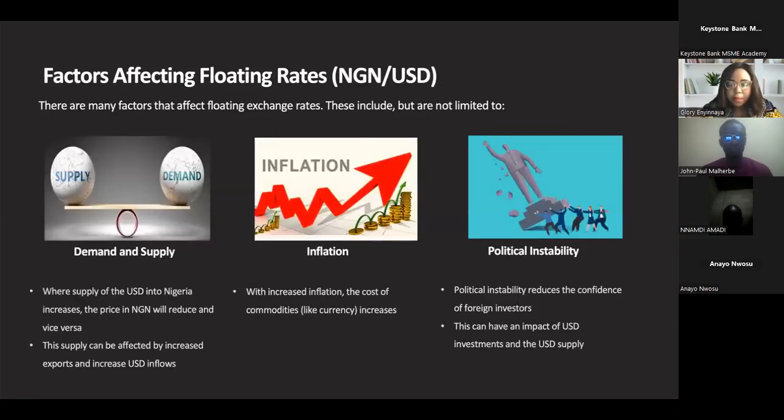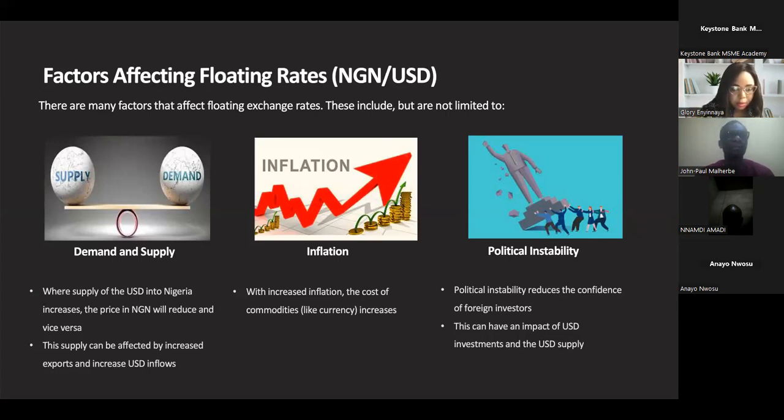Next slide, please. Now, when we talk of floating rates, it's because that's the new kid on the block, so to say. That is what has been the talking point of the Nigerian business environment for the last few weeks. How exactly are we going to deal with it? What are the factors that affect these floating rates? There are many factors that affect floating rates. Three major ones I would like us to just focus on are, one, demand and supply, as already stated earlier.